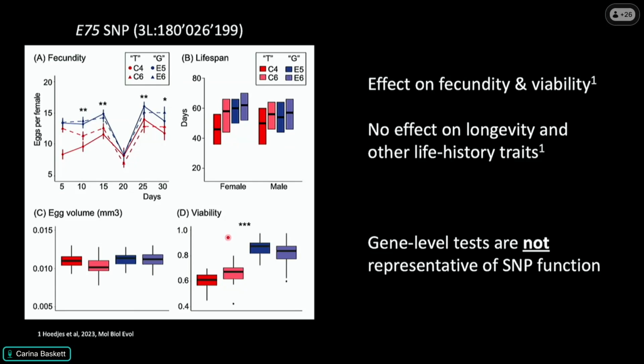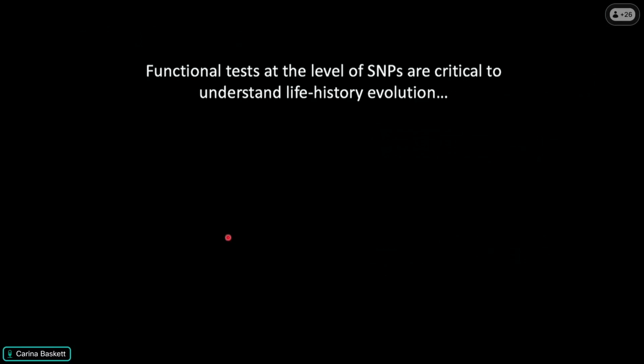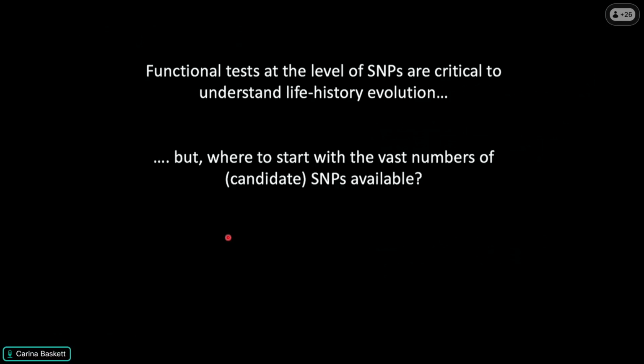So how to go from there? We had an open question here, and this was, okay, we have now a fecundity SNP, but perhaps this gene is also involved in the longevity differences. But then maybe it's another SNP. So we think that functional tests at the level of SNPs are critical to understand life history evolution. But then where do you start? So we did one. I think we got pretty lucky with it. That was a lot of work, but we got nice results.